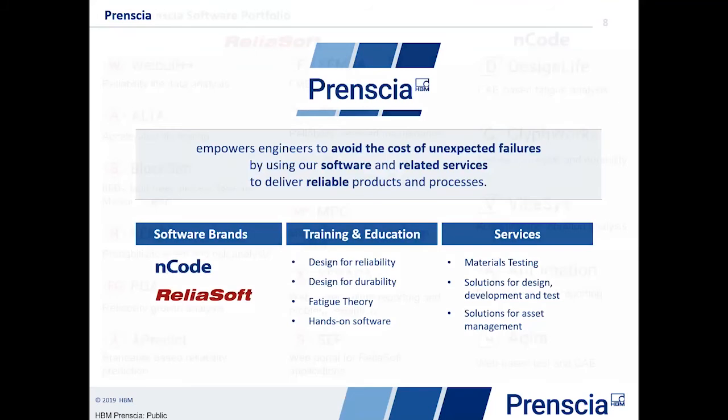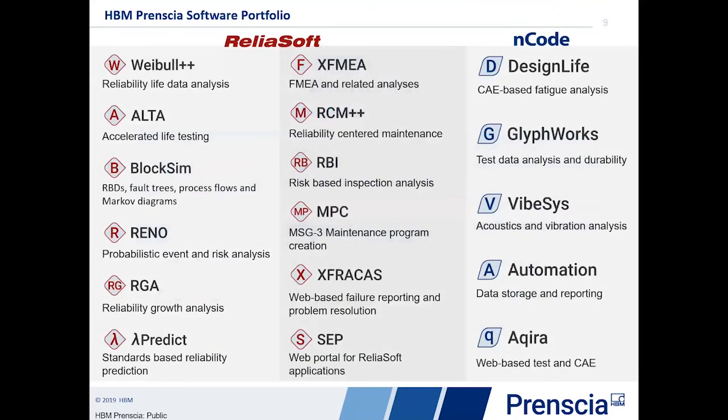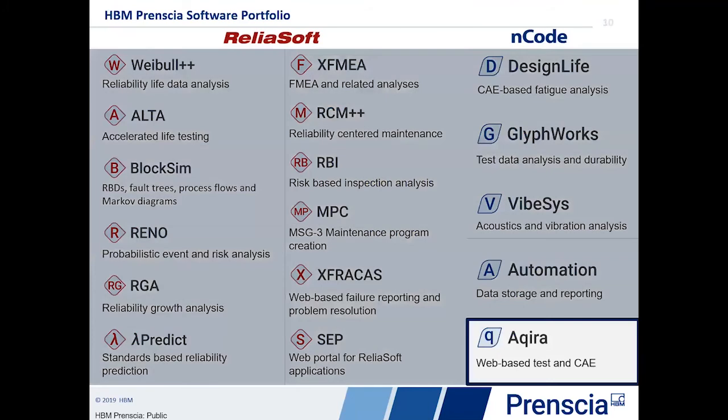In terms of the software products we have, as we said, ReliaSoft and Encode on the left-hand side. In red, we have the ReliaSoft products, Weibull++ being a very well-known product for reliability life data analysis, and XFMEA for FMEA analysis. On the right-hand side, we see some of our Encode products, Design Life and GlyphWorks, obviously being commonly used for durability analysis in both test and CAE. The focus of today's presentation is about Aqira, so that's what we're going to be talking about today.